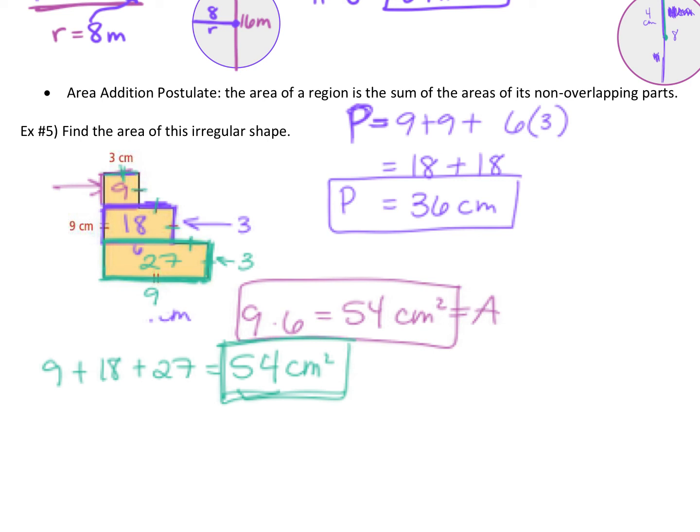Okay? So the beauty of it is you have options. If you see it different than your neighbor, it's okay. It still works. Questions on that? Okay, so if you see a funky shaped figure, break it into different figures that you know how to find the area of, find those areas, and just add them all together. All right.